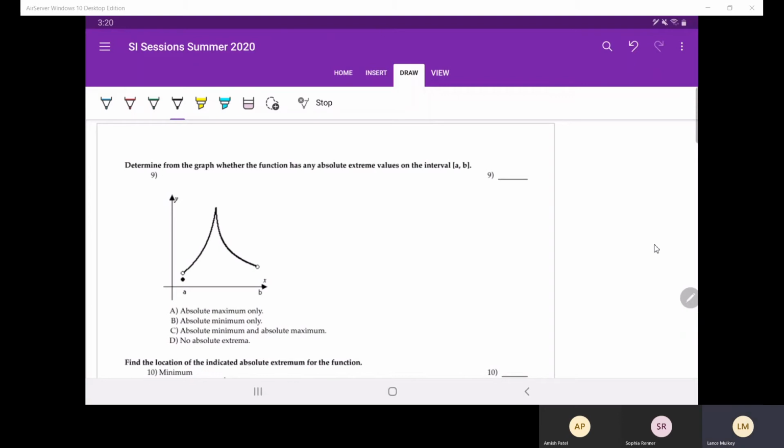There's an absolute maximum. The derivative doesn't exist at a point, but that means it's undefined. So there is an absolute maximum only right here. I think. Did y'all do this one and get it wrong, or was that the correct answer when y'all took the quiz?